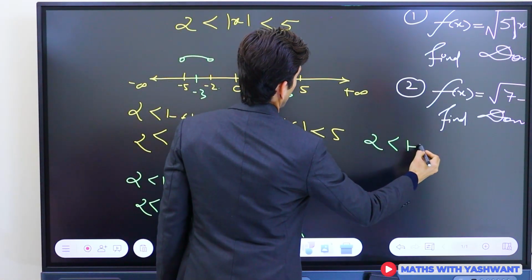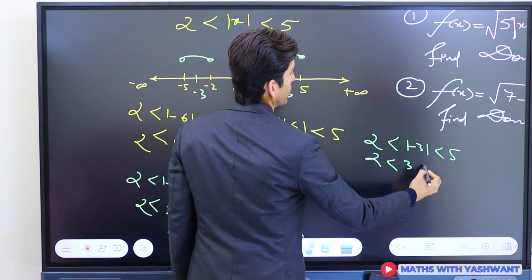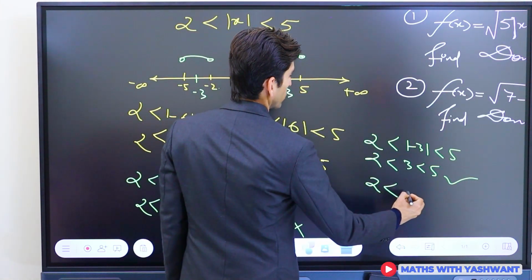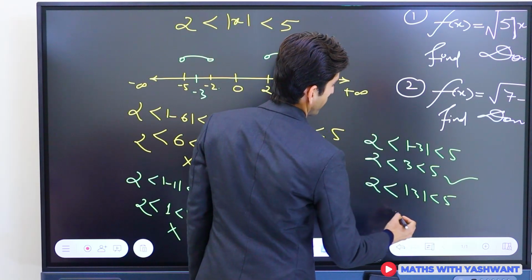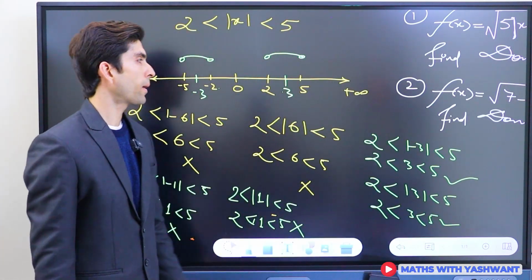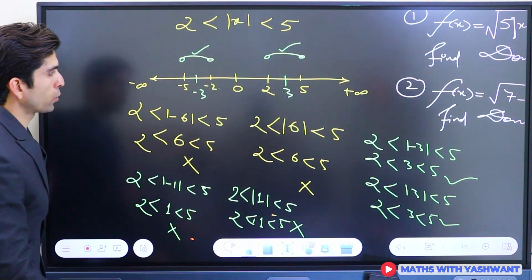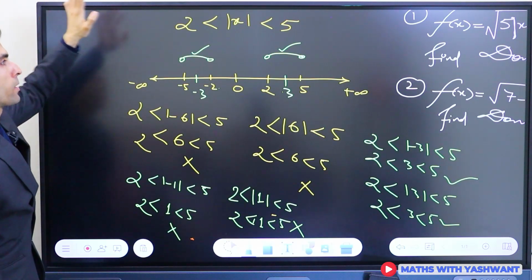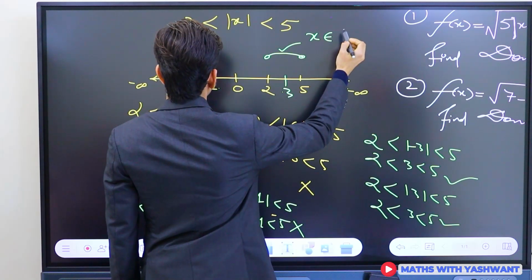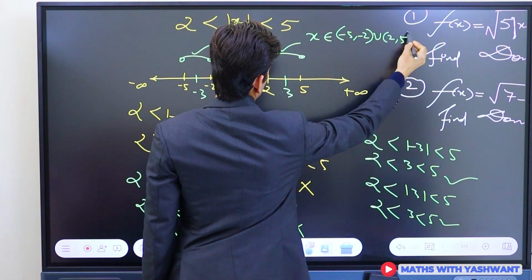So when we take negative 3, the modulus of negative 3 will be 3, then equality stands true. And when we take positive 3 also, and we verify, inequality stands true. So if you take any value of x from these two intervals, negative 5 to negative 2, union 2 to 5, then inequality stands true. So the solution for this inequality is x belonging to negative 5 to negative 2, union 2 to 5.